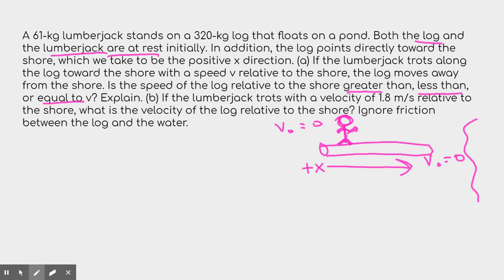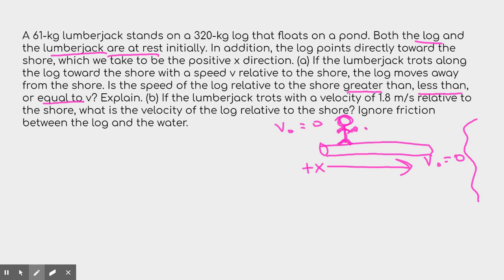That means that the speed of the log relative to the shore is less than the velocity of the lumberjack as he was walking. Okay, now why? The momentum of the lumberjack is balanced out by the momentum of the log. So, since the mass of the log is a lot greater than the mass of the man, we know that the speed of that log will actually be less than the velocity. And I hope that makes sense.